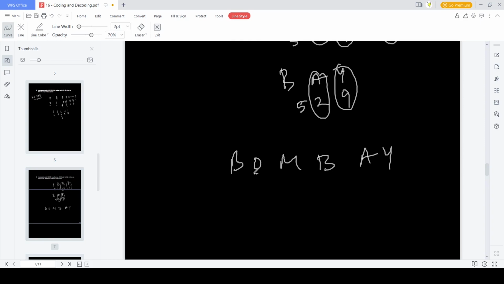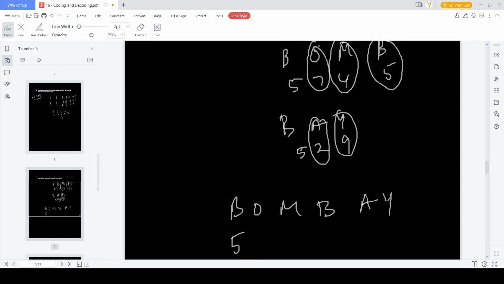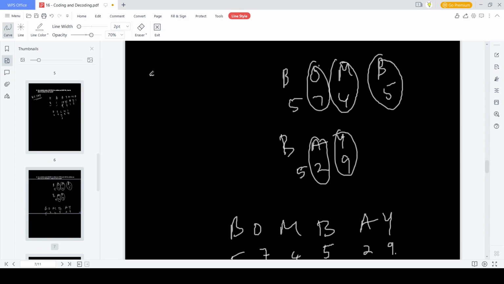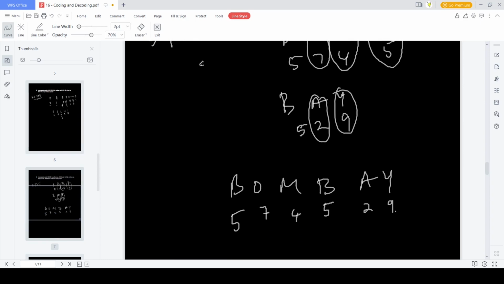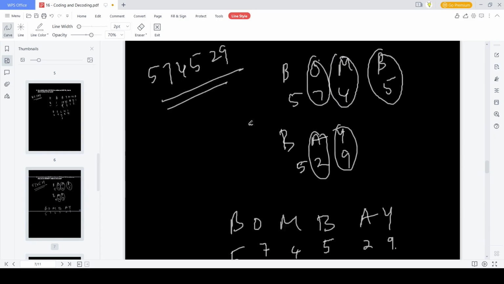BOMBAY. B is given as 5. O is given as 7 in the code. M is given as 4. B is again 5. A is again 2. Y is 9. So the final code will be 574529. That will be the answer.